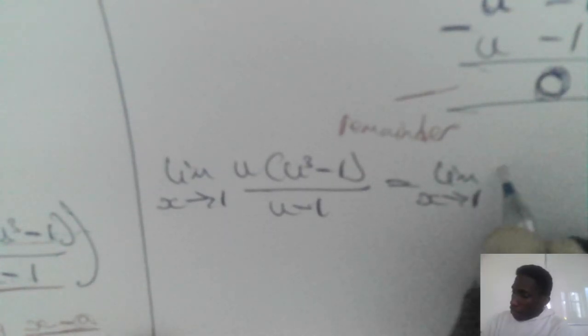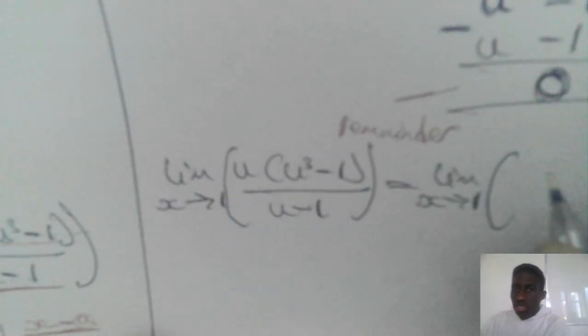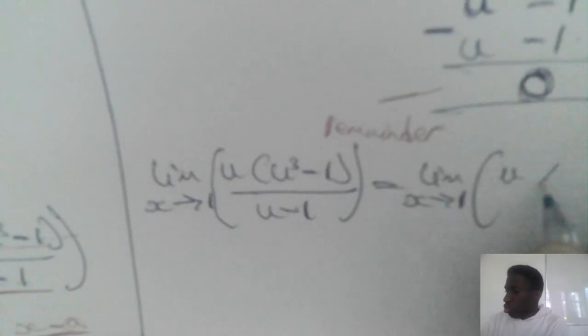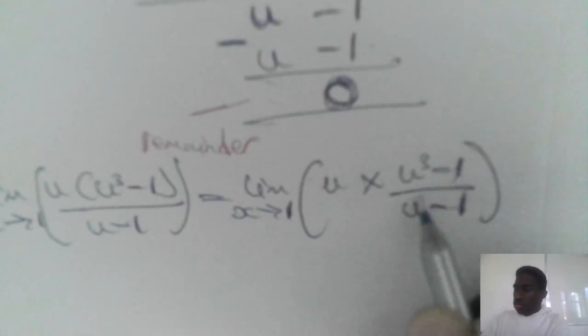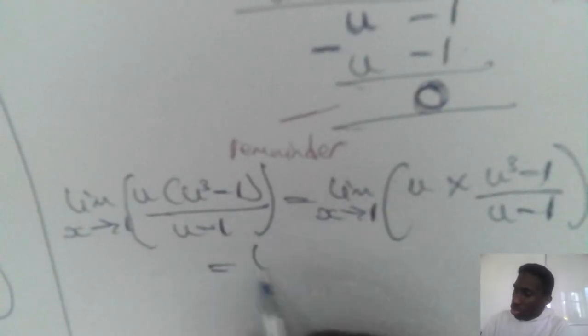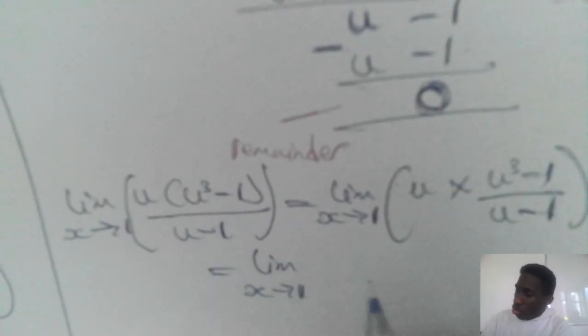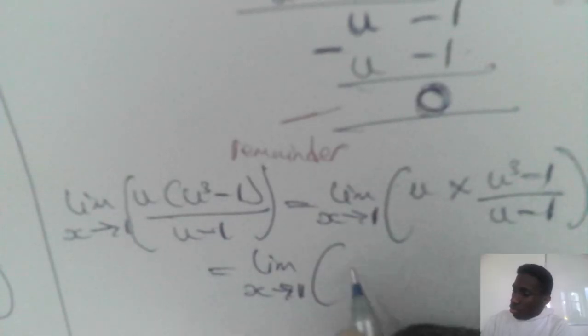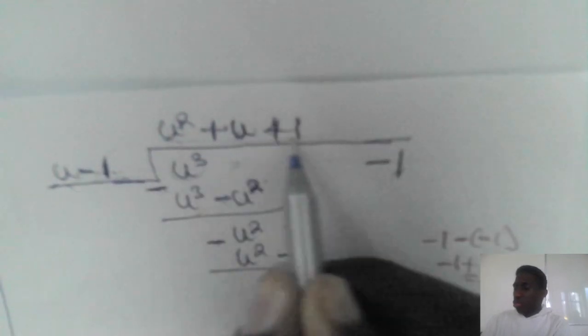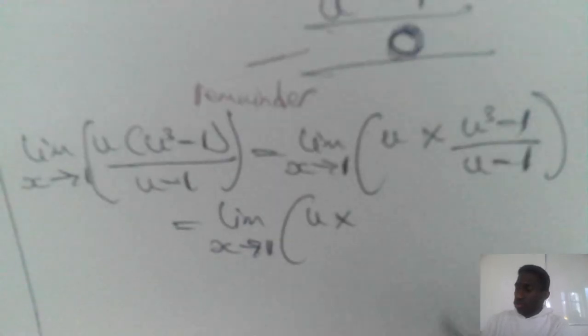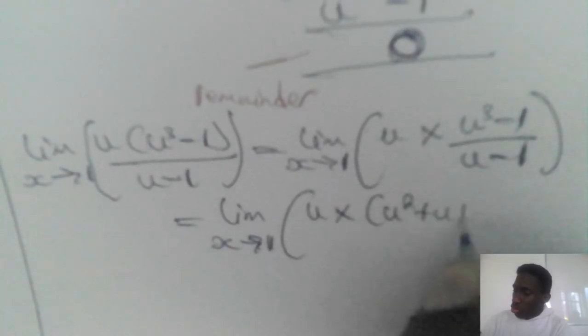the limit as x approaches 1 of this entire thing. So the limit as x approaches 1 of u multiplied by u cubed minus 1 divided by u minus 1. We've already done this part here and we've gotten our answer. So this is just equal to the limit as x approaches 1 of u multiplied by the answer we have from here, u squared plus u plus 1.